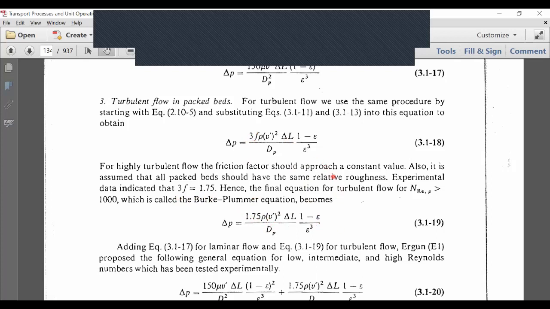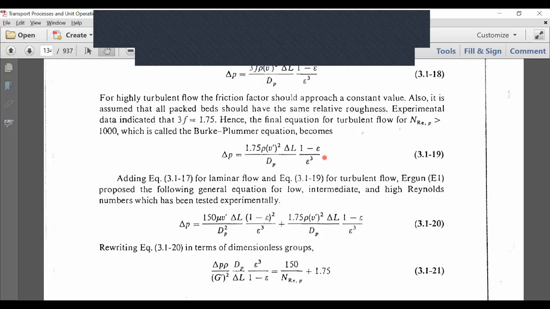So this is the general equation. Since based on the experimental data 3f equals 1.75, we can change 3.118 to 3.119 like this. We call this the Burke-Plummer equation, and it's only valid for turbulent flow, with NRe higher than 1000.